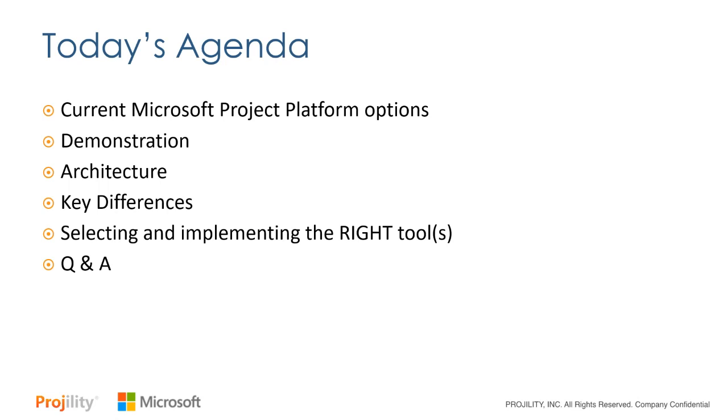Today, we'll be focused on the newest and latest version of Microsoft Project called Project for the Web. We'll talk about some of the different options there are with the Microsoft Project platform, walk through a demonstration of the product so you can get a feeling for what's possible, talk through the architecture and what this looks like in an enterprise environment, also talk through specifically the key differences between the new version of Project and previous versions of Project that are out there, and finally talk about some of the processes that you can put in place to select and implement the right tools for your enterprise.